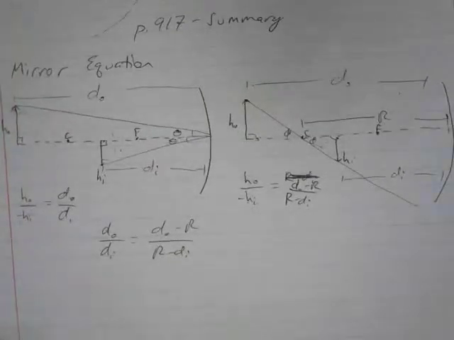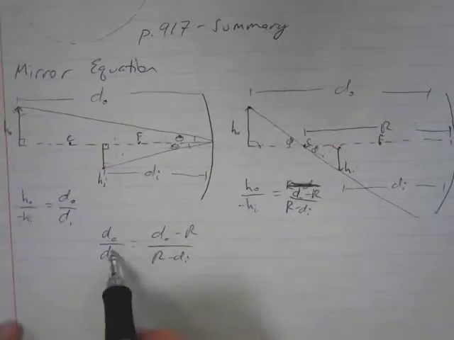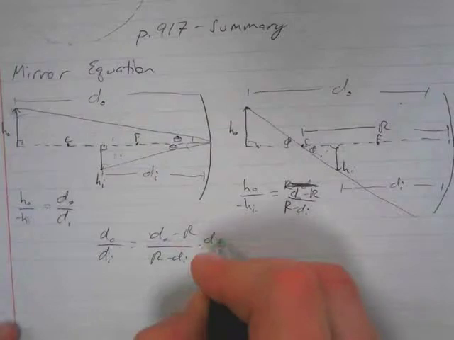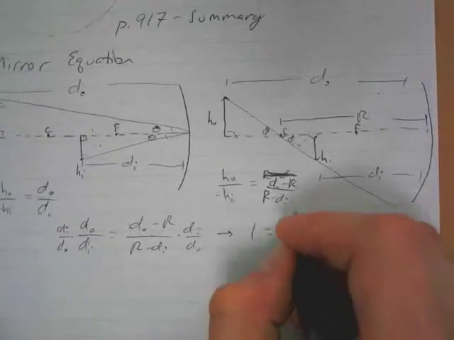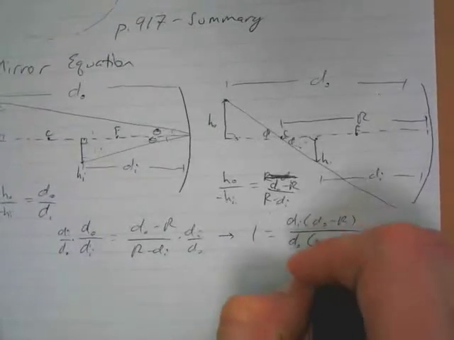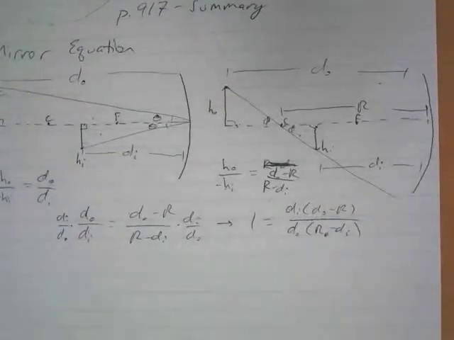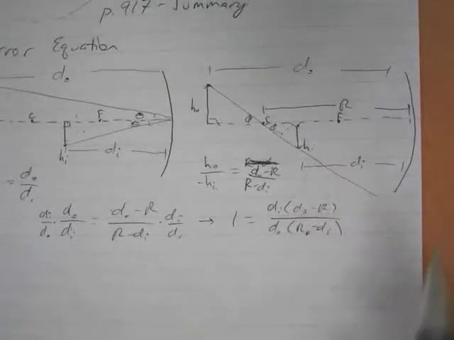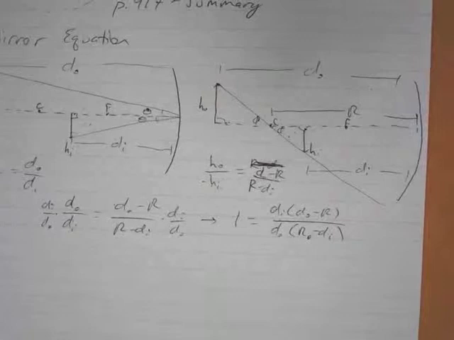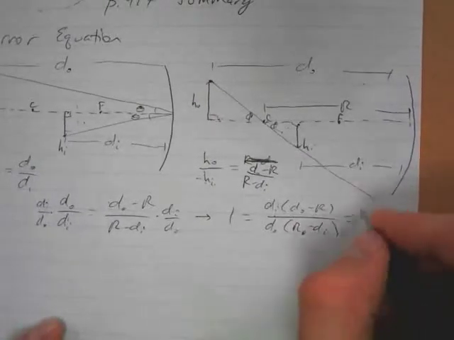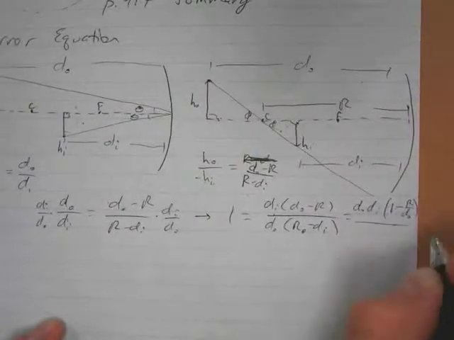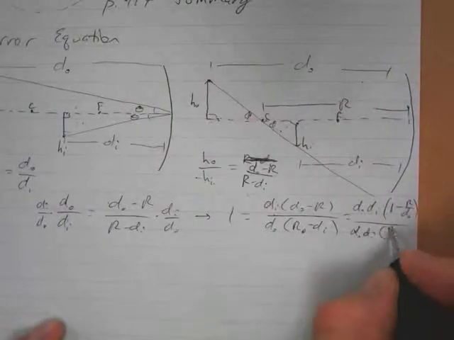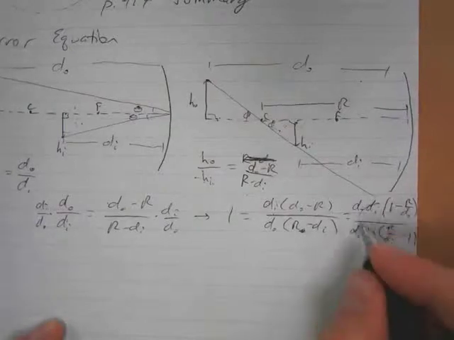And if we fiddle around with some algebra, we can pull off some shenanigans here. We can multiply both sides by image distance over object distance, giving us that 1 equals image distance times this, right? And if we pull out an object distance from the top, we get object distance times image distance, 1 minus r over object distance. If we pull an image distance out on the bottom, we get r over image distance minus 1. So the dO and di cancel out.